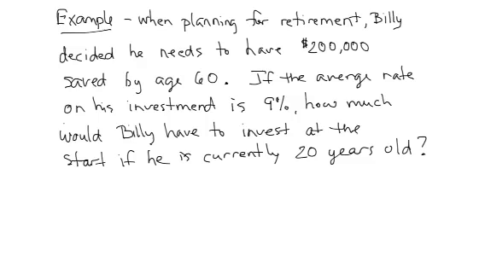So let's fill in what we know. We know how much he has at the end. The ending balance needs to be $200,000. We do not know how much he started with, but we do know he's going to be earning an average of about 9%, or 0.09. And if he's 20 years old now and wants to retire at age 60, we're talking about 40 years. That's how long he has for this investment to grow. So if he just puts in a one-time lump sum at the beginning and never touches it again, how much money would he have to start with to have $200,000 40 years later?